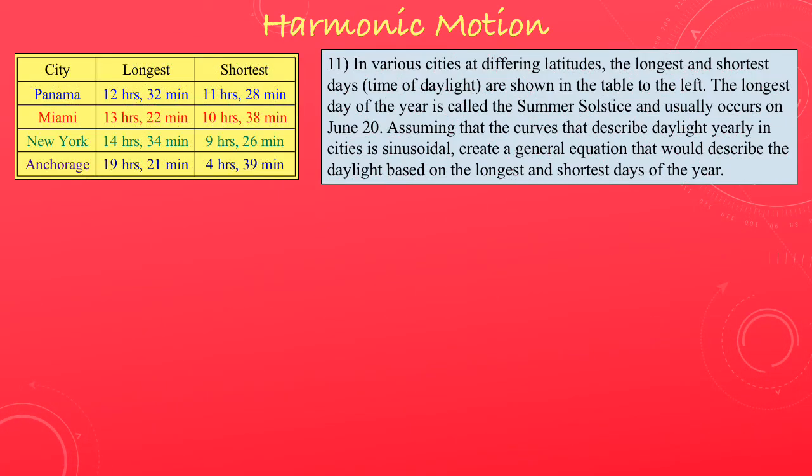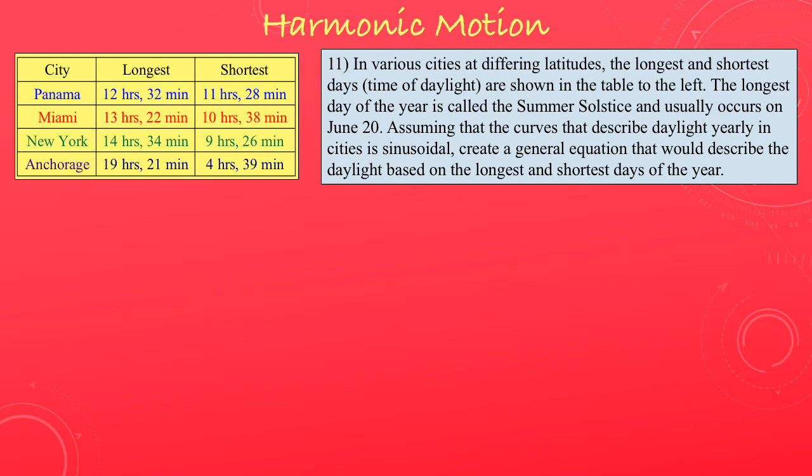11 reads, in various cities at differing latitudes, the longest and shortest days, in terms of times of daylight, are shown in the table to the left. The longest day of the year is called the summer solstice and usually occurs around June 20th. Assuming that the curves that describe daylight yearly in cities is sinusoidal, create a general equation that would describe the daylight based on the longest and shortest days of the year.